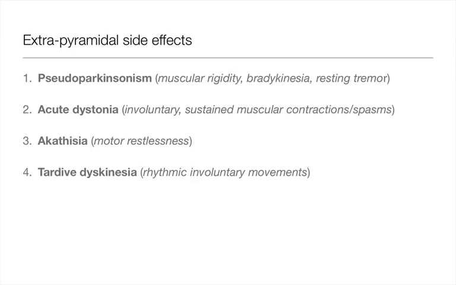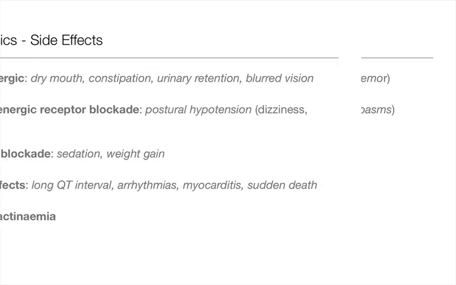Extrapyramidal side effects also include akathisia, which is a subjective feeling of restlessness or muscular discomfort. The last one in the group is tardive dyskinesia. This is rhythmic involuntary movements, which can include movements of the head, the limbs and the trunk. This leads to the patient chewing, grimacing of the mouth and protruding and darting movements of the tongue. Okay, so apart from that group of side effects, what else do you get?